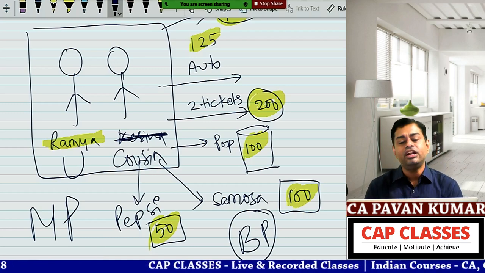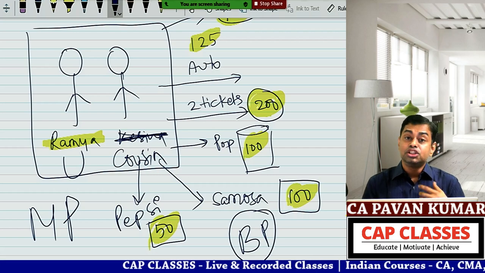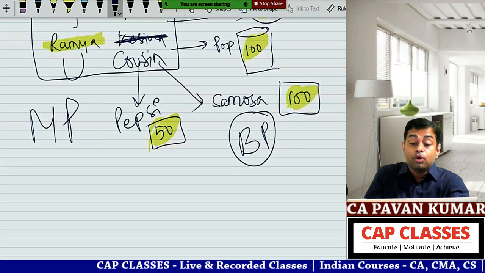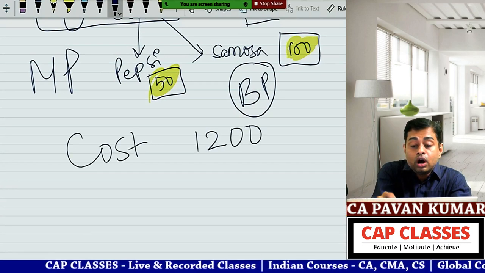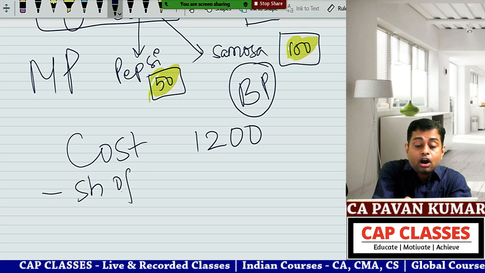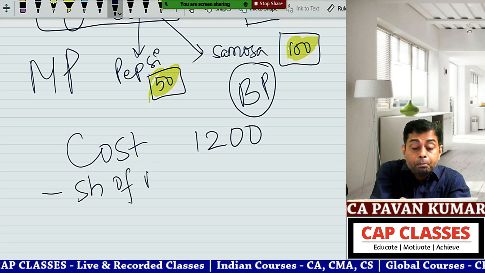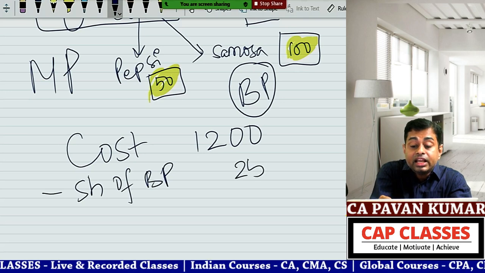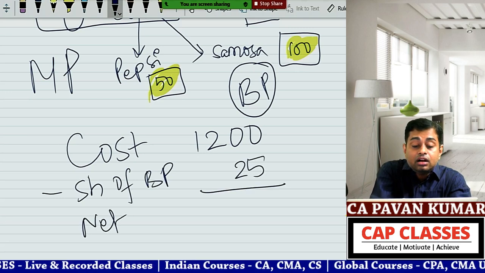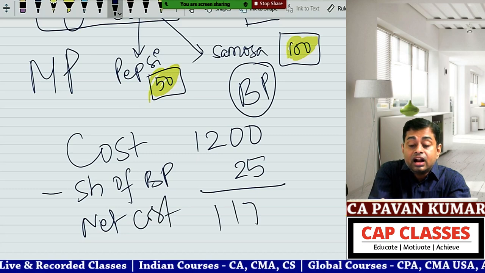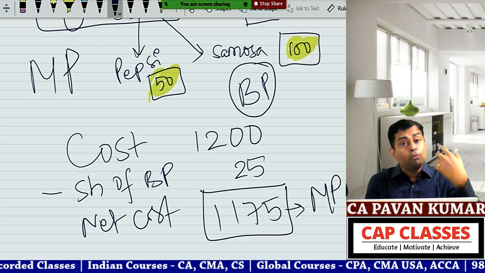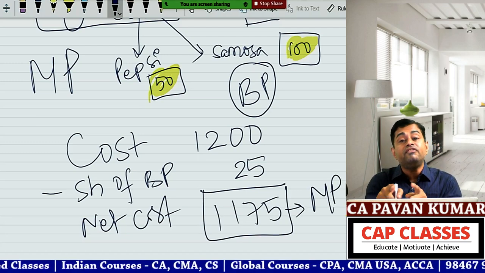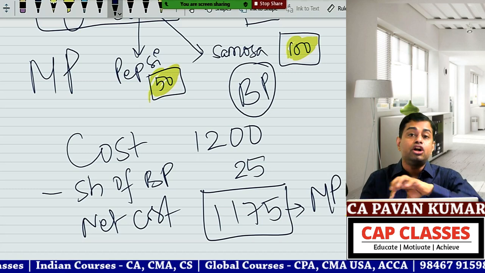25 rupees. Give 25 rupees. Remaining is mine. So here what is happening? Total cost is 1200 minus share of byproduct, which is 25. Net cost is 1175. This will be borne by the main product. If there are more main products, this 1175 will be distributed between main product 1, 2 and 3.